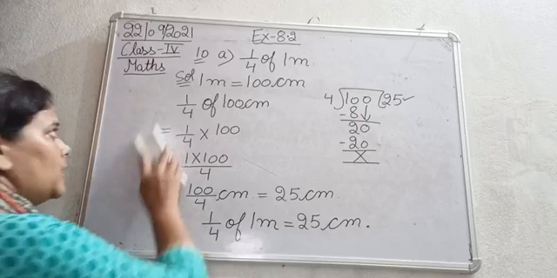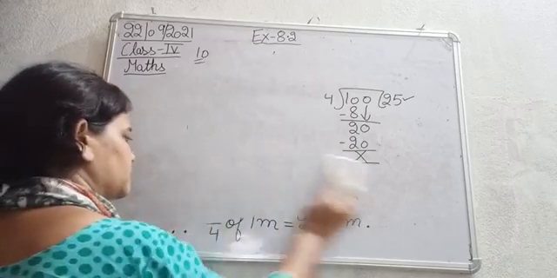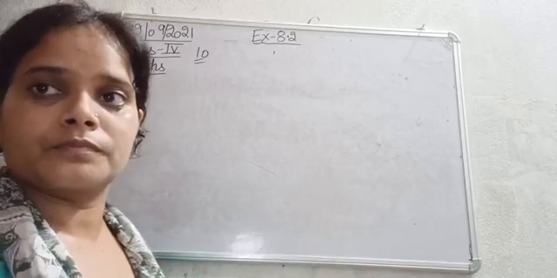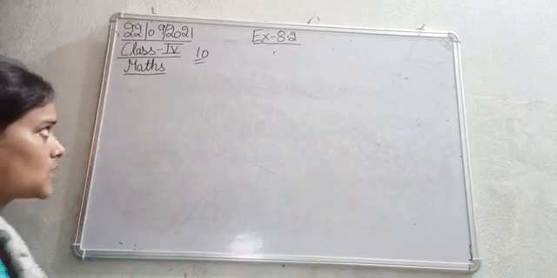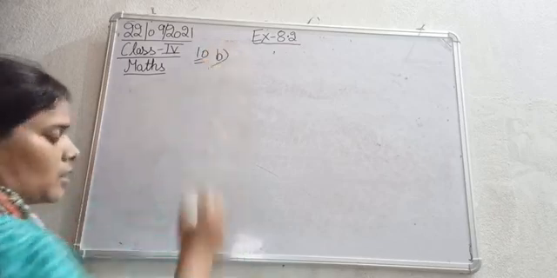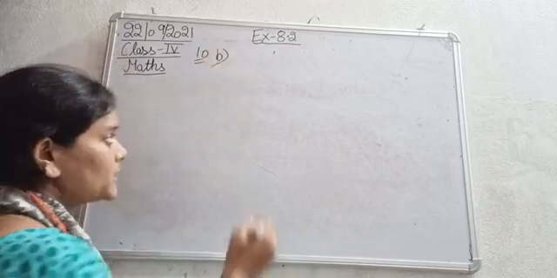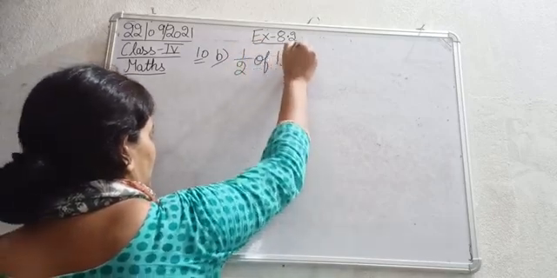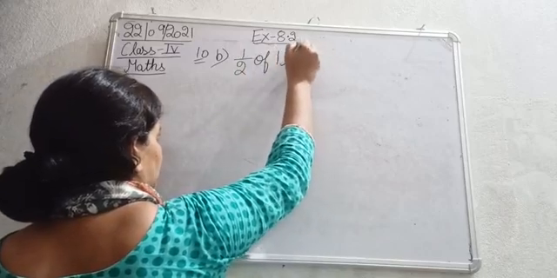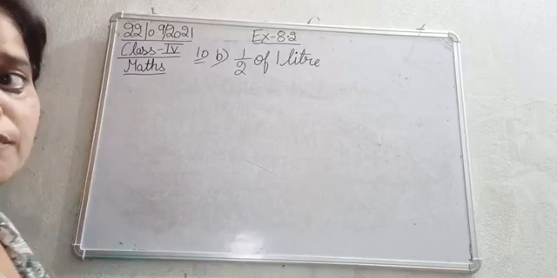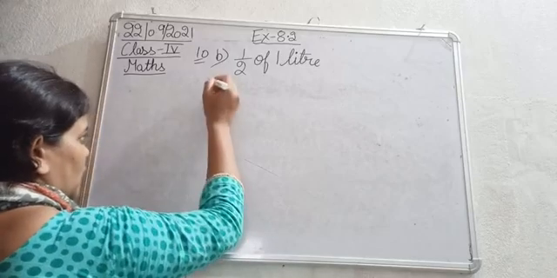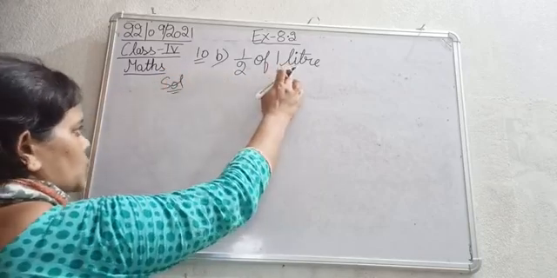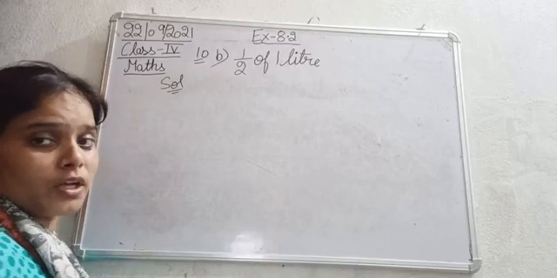Moving next to the B part. The B part is 1/2 of 1 liter. So let's find out 1/2 of 1 liter. Now again we are having 1 liter, so now we have to convert it again into the smaller unit.